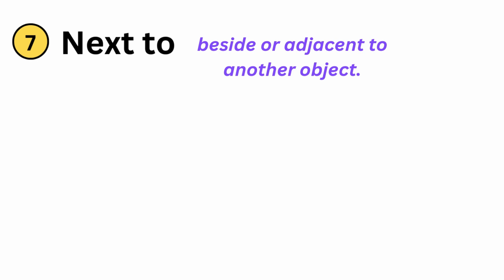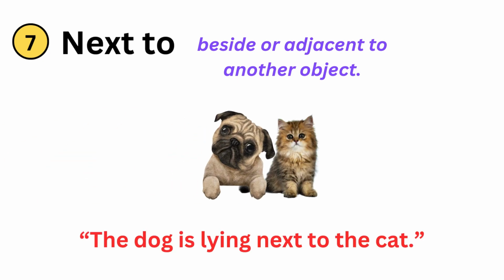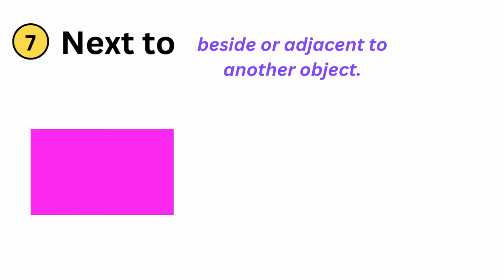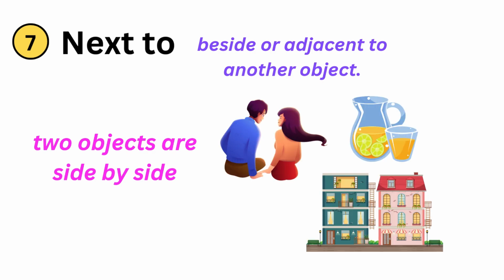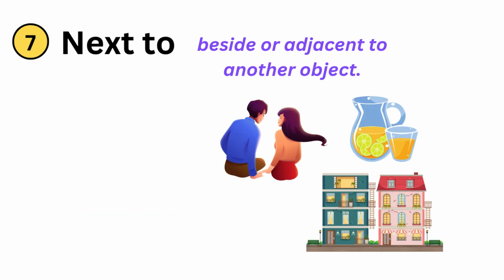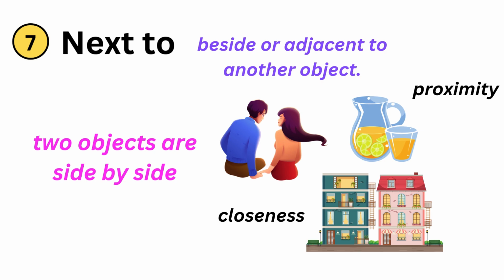Number 7. Next to. Next to indicates that something is beside or adjacent to another object. For example, the dog is lying next to the cat. Next to is used because the dog is beside the cat, close to it, without much distance between them. Use next to when two objects are side by side without any significant space between them. It implies proximity or closeness.